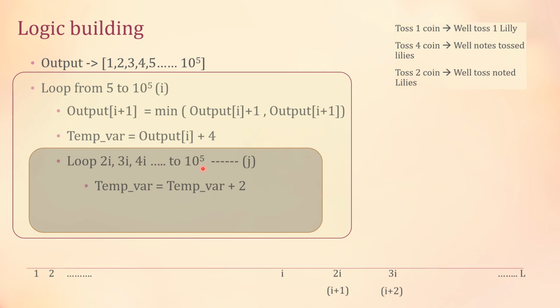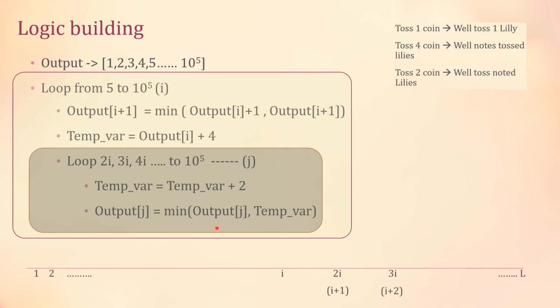And to get 2i, we are tossing 2 coins extra, that is temp variable plus 2, and we are checking which is minimum: the existing value, which is i plus 1 that we already have in the list, or 2i. We are updating the value of the output array. Okay, that's what we're doing.